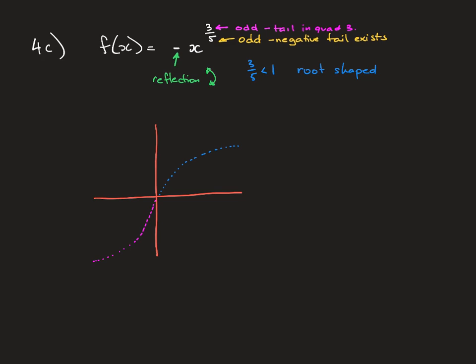like this. But we do have a reflection that we need to deal with. So the positive arm reflects, we're going to reflect across the x-axis. So our graph actually comes down this way and then comes up this way. So this is our final graph. This is the graph of f of x is equal to minus x to the 3 on 5. Our domain is real numbers and our range is real numbers.